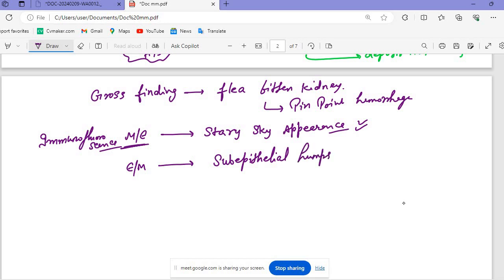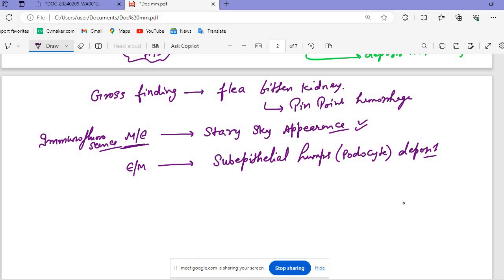Just write it down first: podocyte deposits. I am not saying you should remember everything from here, but these things should be in your mind: the starry sky appearance, the subepithelial humps. Whenever I ask for immunofluorescence findings, you can say flea-bitten kidney, you can say subepithelial humps. Those are the normal things you need to find.